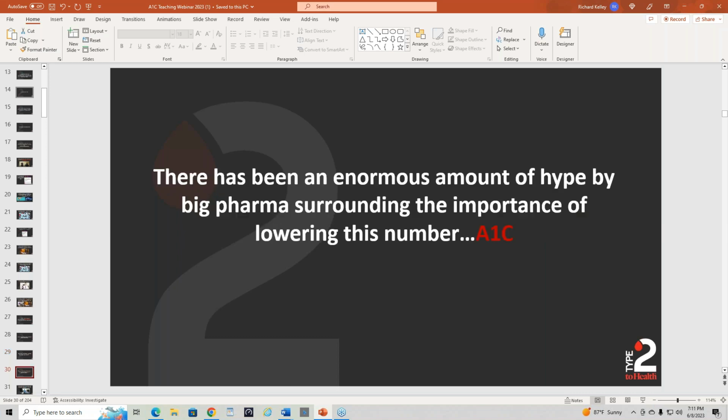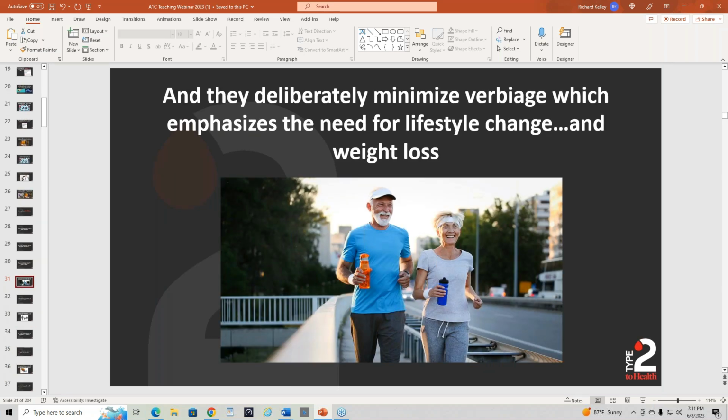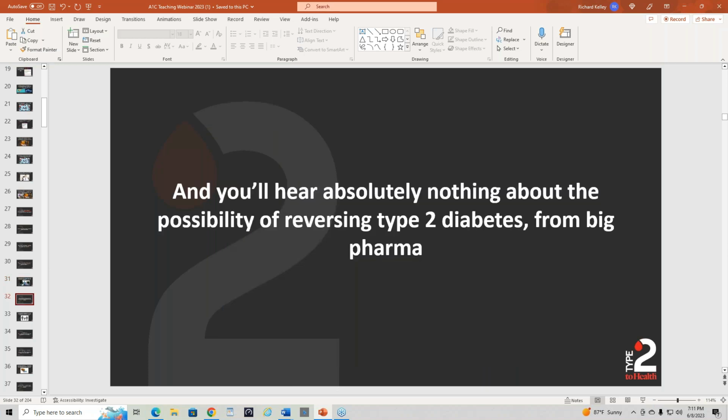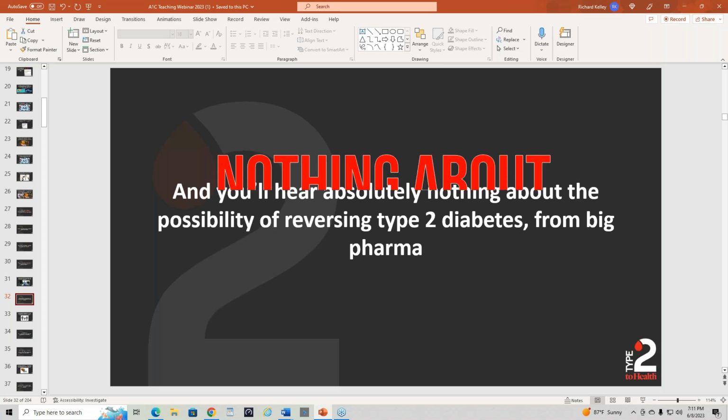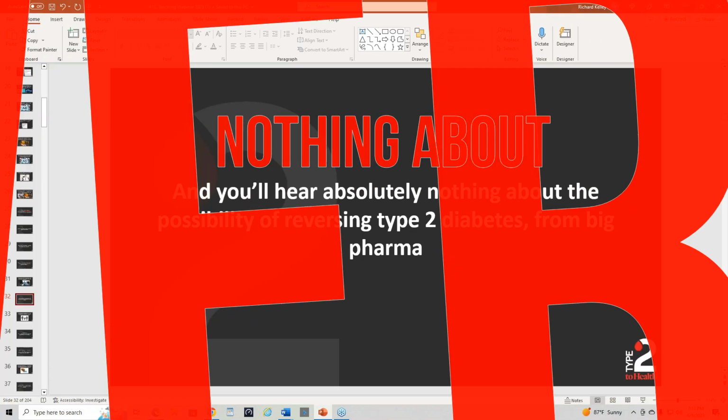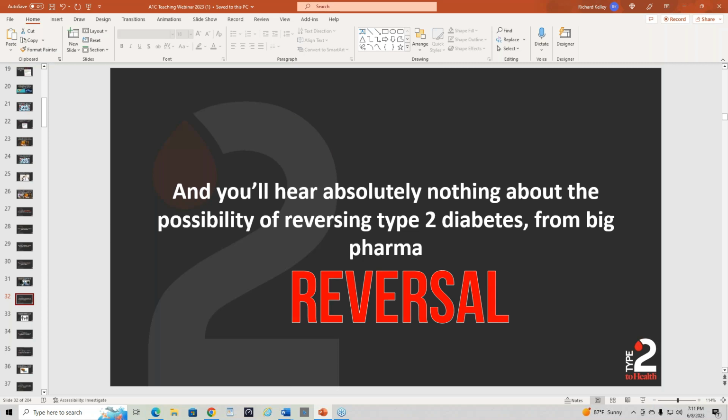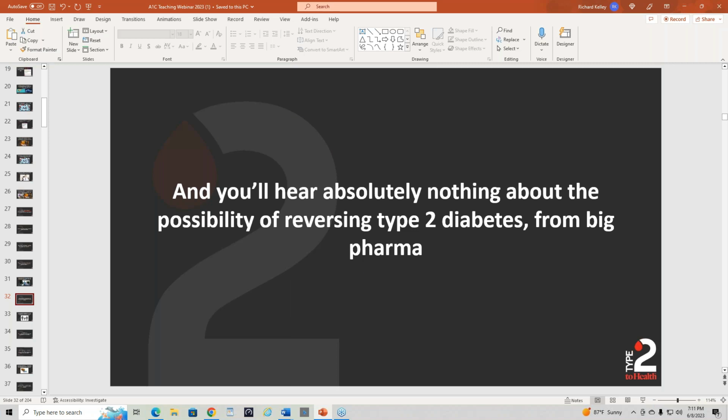And it's an important number to understand, but I want to demystify it to some degree for those of you who are on here. There's been an enormous amount of hype by Big Pharma surrounding the importance of lowering this number. And they deliberately minimize verbiage which emphasizes the need for lifestyle change and for weight loss. As a matter of fact, you'll hear absolutely nothing about the possibility of reversing type 2 diabetes from Big Pharma or from their commercials.